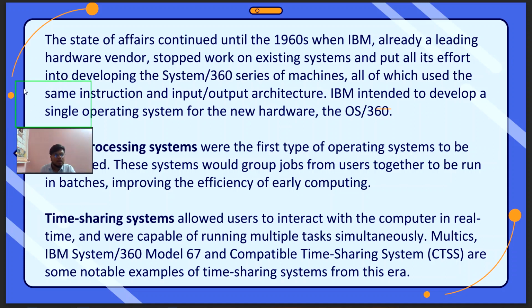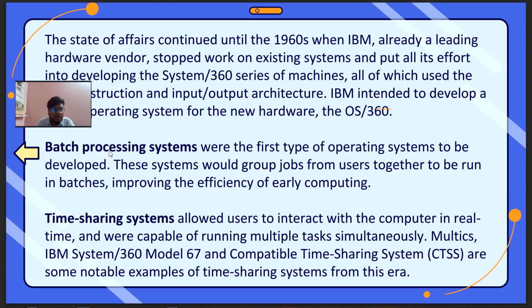In this era, there were also batch processing systems. Batch processing systems are operating systems where the system would group jobs from users together to be run in batches, and these operating systems improved the efficiency of early computing. Also, there is another type of operating system called time sharing systems. Time sharing systems allow users to interact with the computer in real time and were capable of running multiple tasks simultaneously. Multics, IBM System/360 Model 67, and Compatible Time-Sharing System (CTSS) are some notable examples of time sharing systems from this era.